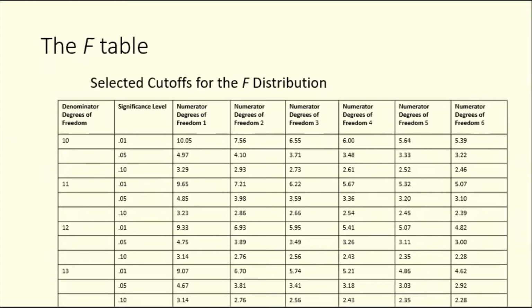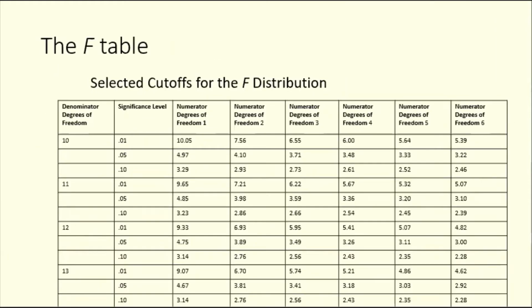And so if I can find my denominator degrees of freedom, my DF within first, I'm going to go down to 12 and I'm going to start moving across here. I'm going to go to the 0.05, which is the significance level that we want. I'm going to move over to the denominator degrees of freedom.